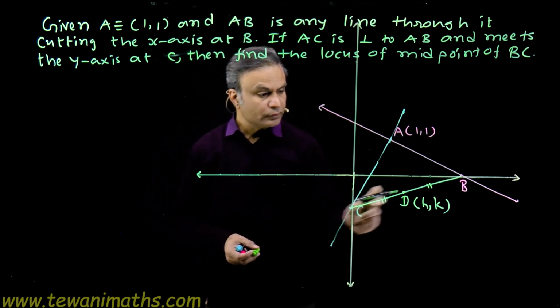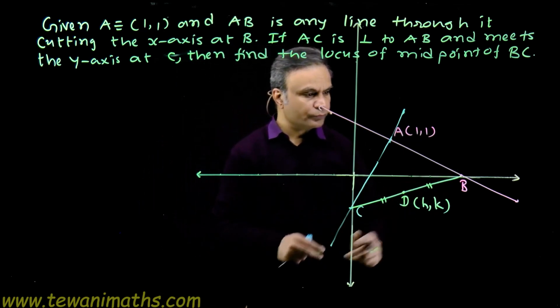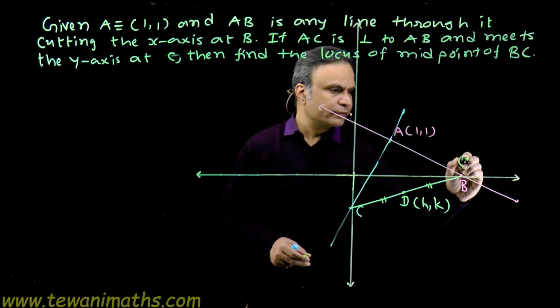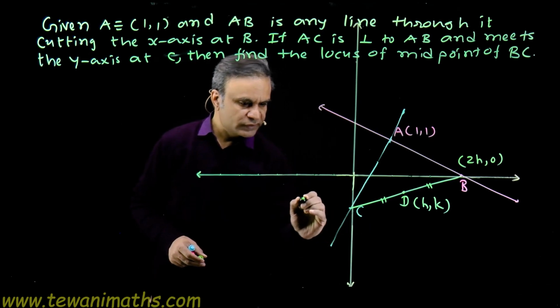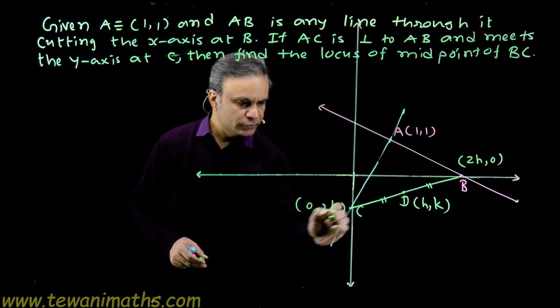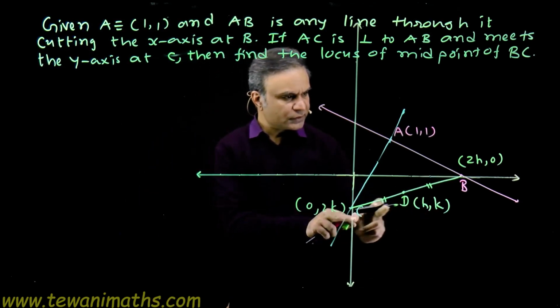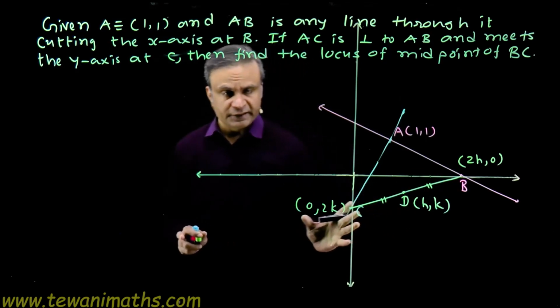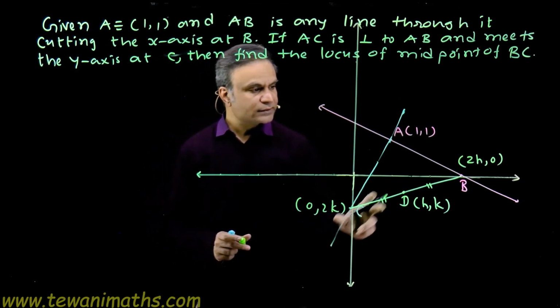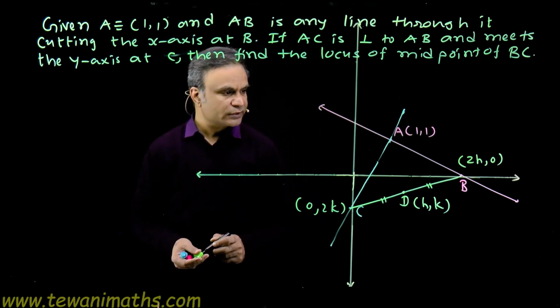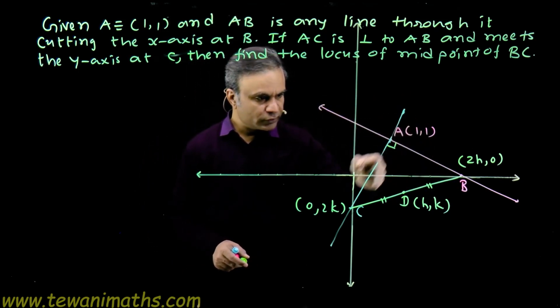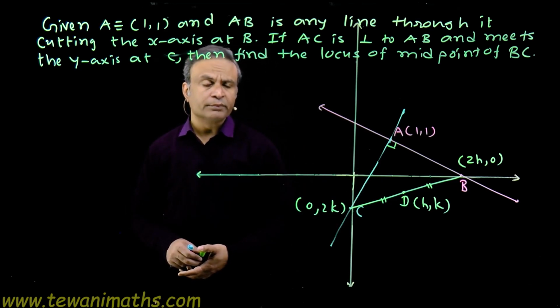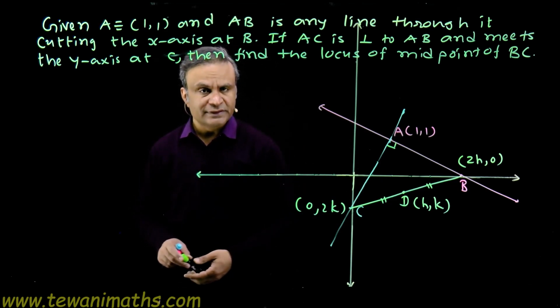We start with point D. D is the midpoint of BC. So the coordinates of point B are 2h, 0 and those of C are 0, 2k. ठीक है ना? D midpoint है BC का तो B and C के coordinates आसानी से आ जाएंगे क्योंकि ये points coordinate axis के ऊपर है. ठीक है ना? Now this line is perpendicular to this line. When two lines are perpendicular, the product of their slopes is -1.